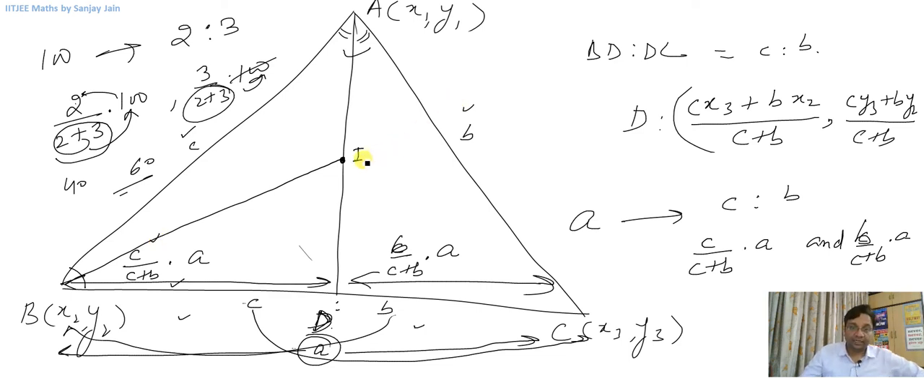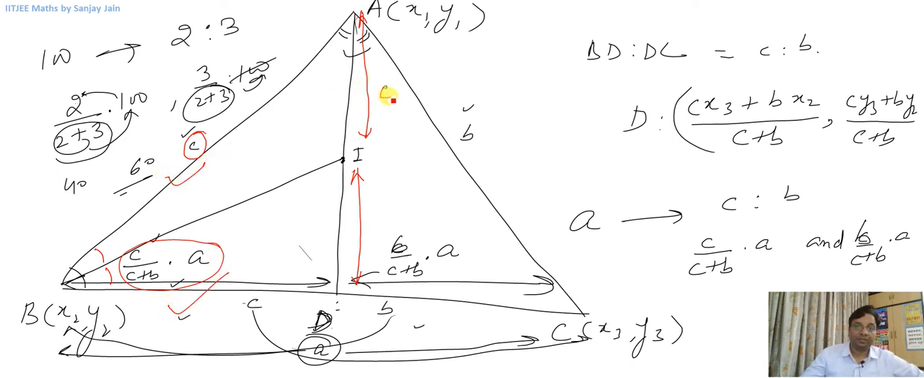So I'm interested in finding the coordinates of the incenter. Let me change the color so that it doesn't become more messy. Now I know this length here, I know the length of this side here, and I know that this is the angular bisector. So this point I divides this line AD in a ratio. I am again using the internal angular bisector theorem. So what will be this ratio here? It will be in the ratio of these sides, this side and this side. So this will be C is to CA by C plus B.